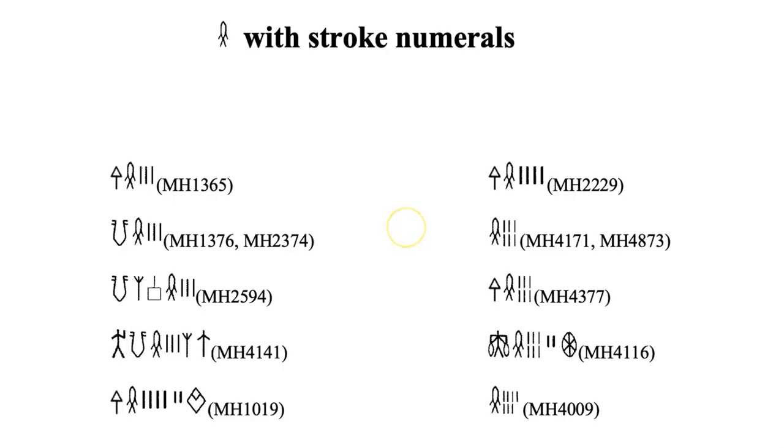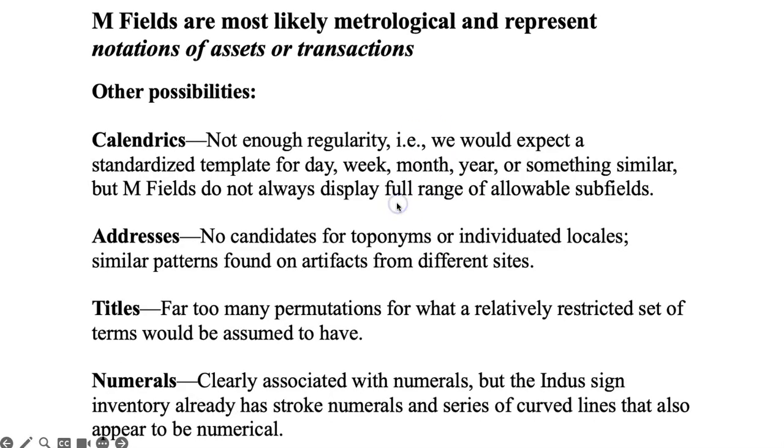So now if we go on, let me make this work. There we go. So I'm going to suggest that the M fields are most likely metrological, and probably represent notations of assets or transactions. So there are a couple of things that bear mentioning in this connection. One of them is, and I've heard this before, people say, oh, well, but you're not going to see that sort of thing on seals. Well, we're just going where the evidence takes us.